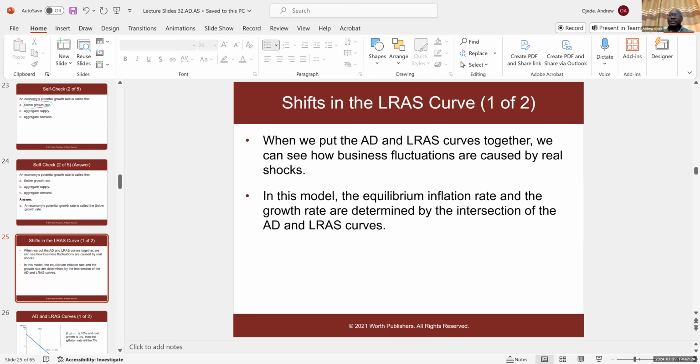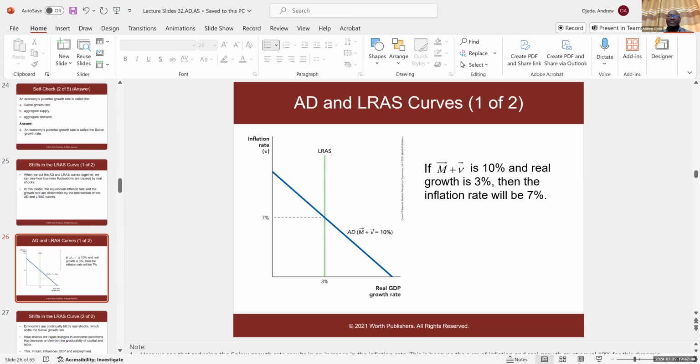Okay, but before we talked about shifts, when we put the aggregate demand and long-run aggregate supply curve together, the economy reaches equilibrium when aggregate demand intersects what? When demand intersects with supply. That's the concept of equilibrium. So when we put the aggregate demand curve and the long-run aggregate supply curve together, we know that the aggregate demand curve is determined by the growth rate in spending, which is driven by money supply growth and growth in velocity.